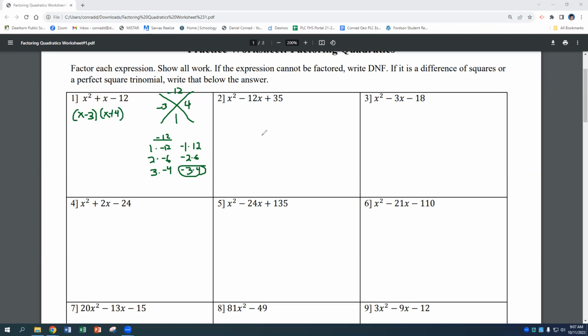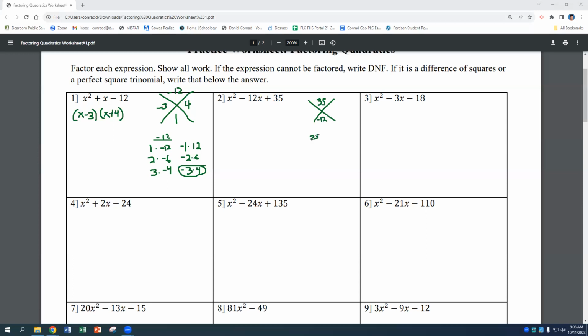All right, next one. Again, a is 1, the coefficient in front of x squared is 1, so we can just use that traditional x method. Okay, 35. We need two numbers that multiply to 35 and add to -12.